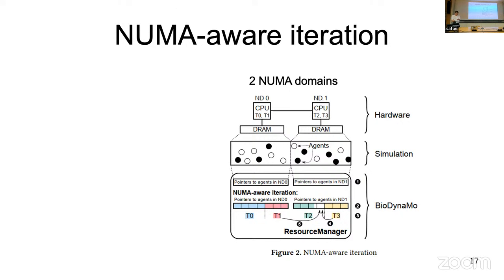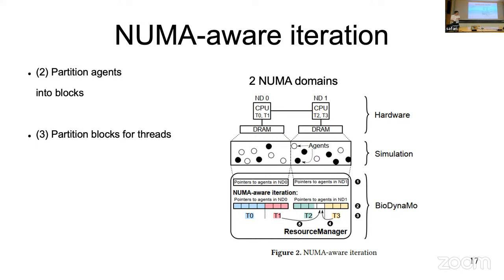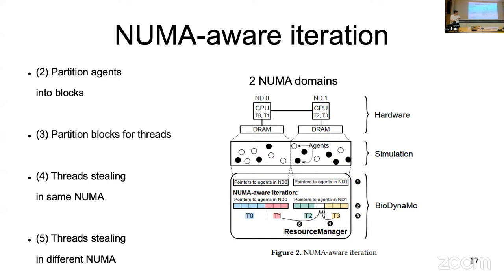For this, the paper explains how they implement NUMA-aware iterations. Here we see a picture that represents that. We first make sure that the agents are partitioned among the NUMA domains, and then we partition them into blocks from the same NUMA domain, which can be seen at point two. Then for point three, we partition the blocks among the threads. And then for point four, if a thread has finished its blocks, it can start processing another block that isn't assigned to it, as long as it's in the same NUMA domain. But if every block in the same NUMA domain has already been processed, like for point five, we can also steal blocks from other NUMA domains.